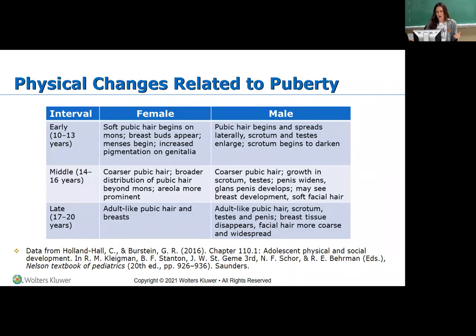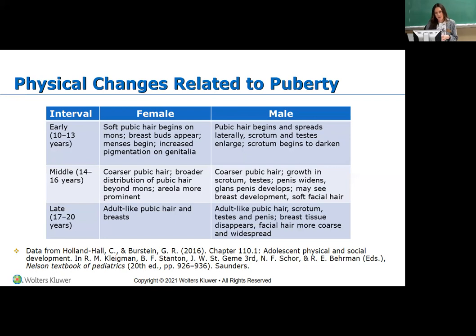So here is the list of physical changes related to puberty. We know that in those early years, for females, we see that soft pubic hair forming. They start getting those breast buds, that's called thelarche. Their menses will soon begin, and then they'll have increased pigmentation in their genital area. This is all normal. We need to make sure that when we're talking to children around this age, we let them know what normal patterns are.